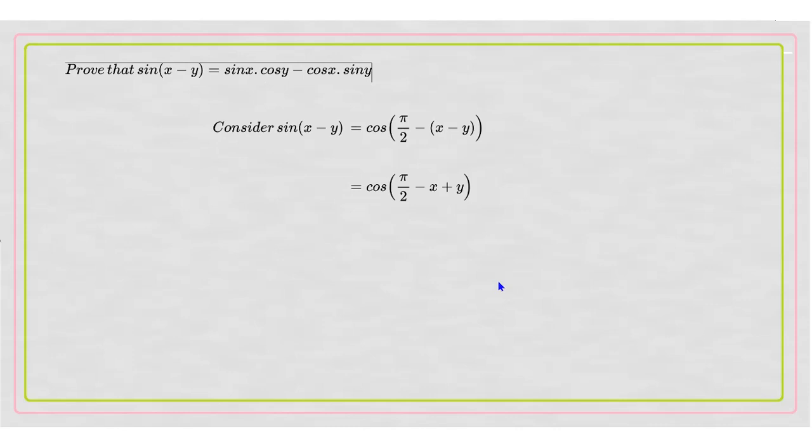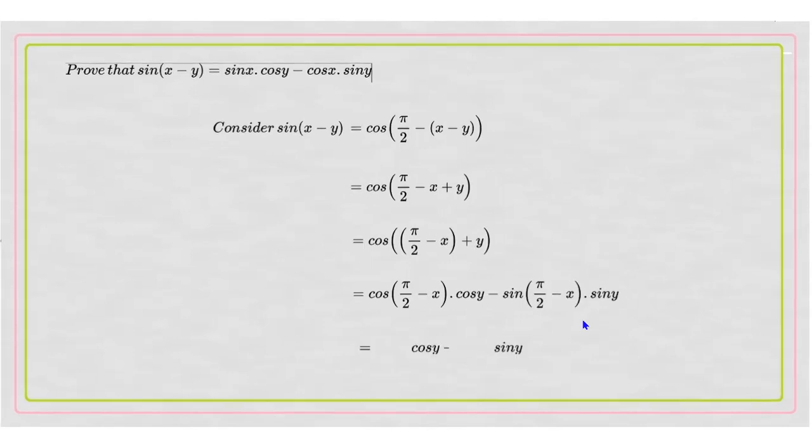Now let us open the bracket. You will have cos of pi by 2 minus x plus y. And now applying the formula cos of x plus y is cos x cos y minus sin x sin y, we get cos of pi by 2 minus x into cos y minus sin of pi by 2 minus x into sin y. And what is cos of pi by 2 minus x? Cos of pi by 2 minus x is equal to sin x. And what is sin of pi by 2 minus x? Sin of pi by 2 minus x is equal to cos x. Finally, we will have this formula: sin of x minus y is equal to sin x cos y minus cos x sin y.